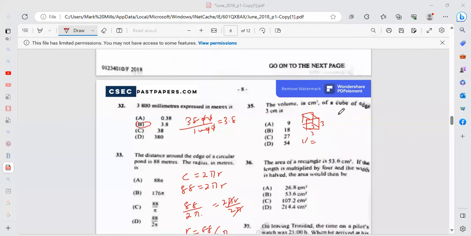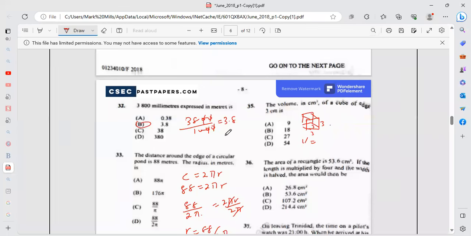Want to find the volume of a cube, right? The volume of a cube would have been L to the 3rd power. So that will give me, the one side is 3. So it'll be 3 times 3 times 3, which gives me 27 centimeters cubic, right? So the answer would have been C.